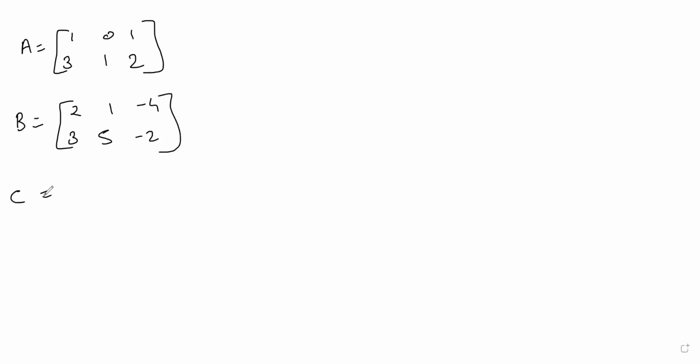Matrix A, question number 8 of 2.4. Matrix A is 1 0 1, 3 1 2. Matrix B is 2 1 minus 4, 3 5 minus 2, and matrix C is 0 2 3, minus 1 minus 1 0. Now what should we do?